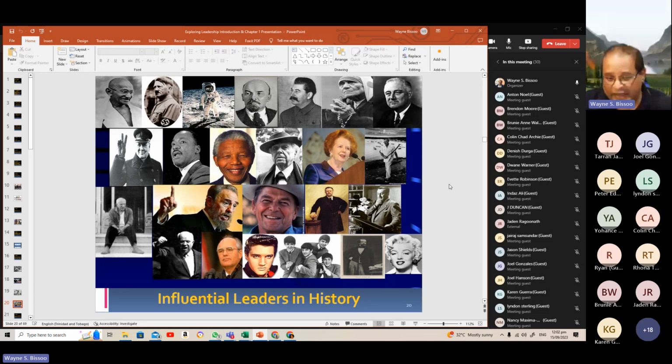Anybody here into music should know these individuals, Elvis Presley and the Beatles, and the influence that they had on the nature of music in our modern society. This gentleman and this lady, Walt Disney and Marilyn Monroe, had influence on how film and animation developed over that period of time.